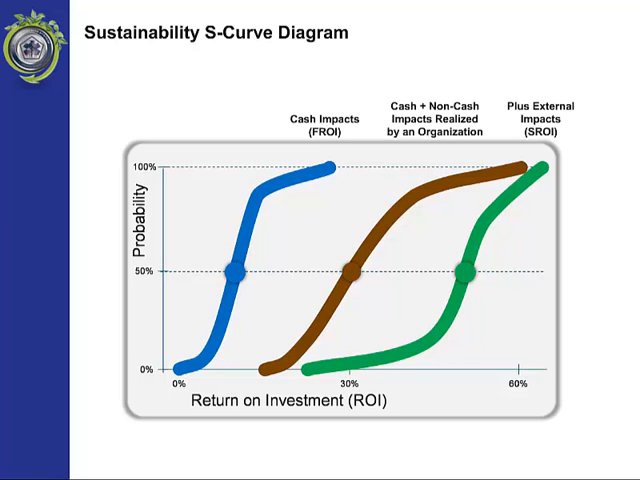Each S-curve shows the complete probability distribution for its respective output metric, ranging from the worst case, just above 0% probability, to the best case scenario, or the 100th percentile. The gap between the FROI curve and the SROI curve represents the monetized value of all the non-cash impacts that are usually discussed only qualitatively in a typical decision-making process. What this means is that the true value of a sustainable investment is revealed in a transparent and objective fashion.